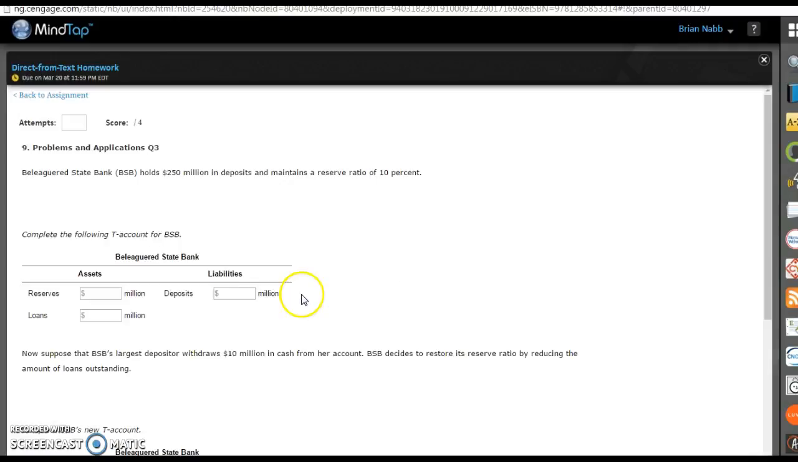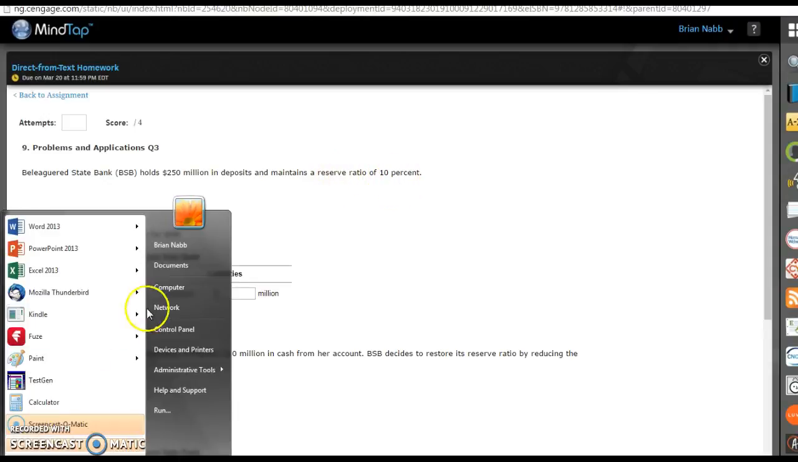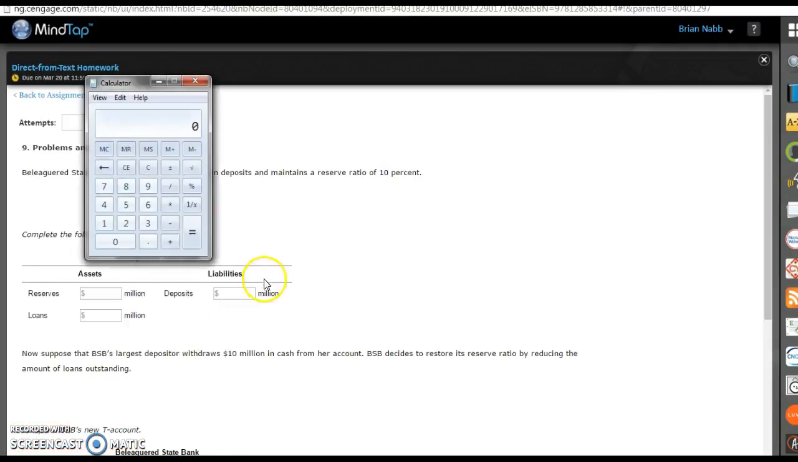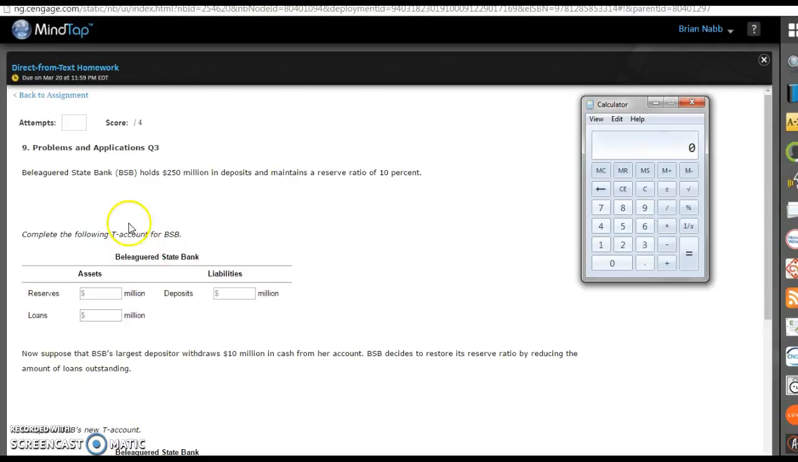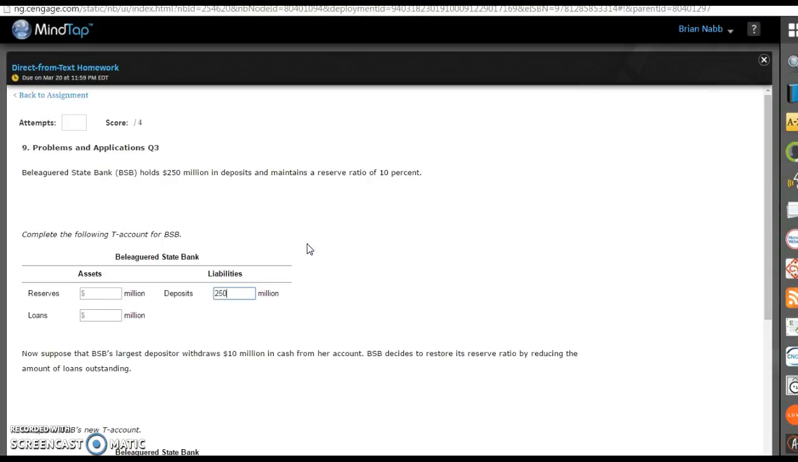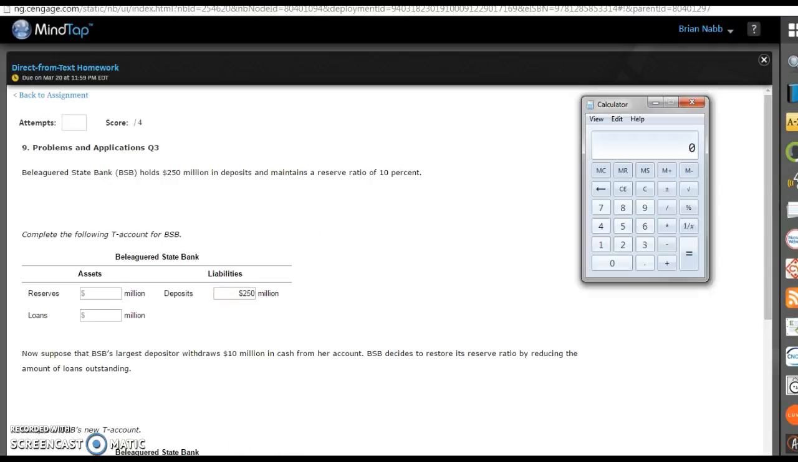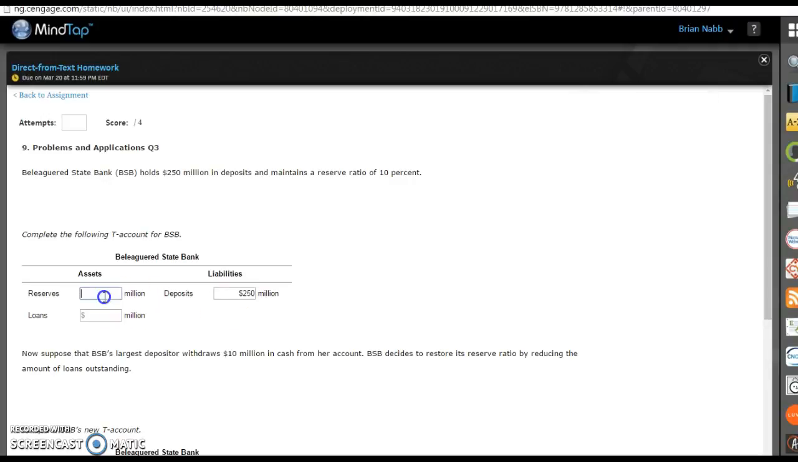All right, let's take a look at another problem from chapter 16. Question 3. Okay, this is Beleaguered State Bank. They hold $250 million in deposits and maintain a reserve ratio of 10%. I'm going to bring my calculator up just so you guys can see the math here. So, 250 million deposits. And then we need to know how much do they need in reserves. Well, you would do 250 times 10%. 25 million in reserves, which leaves $225 million in loans.